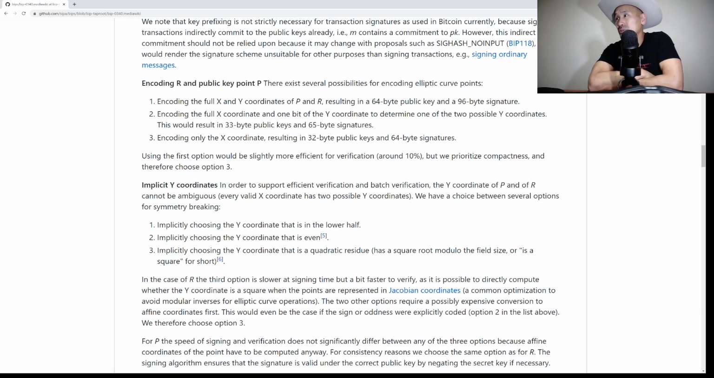The other 2 options require a possibly expensive conversion to affine coordinates first. This would even be the case if the sign or oddness were explicitly coded, option 2 in the list above. Therefore, we choose option 3. So the other coordinate system is Jacobian, which is XYZ; affine is XY. You can convert between both, but the affine coordinate conversion is rather expensive.